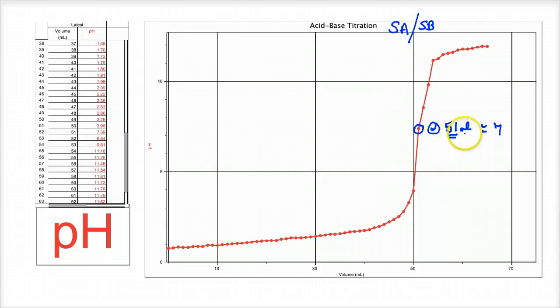Okay, so our equivalence point is 51. The first thing we're going to do is walk ourselves along this curve and talk about the different points in the mathematics. The first thing I want to do is initial pH. Looking at this point here, what is initial pH?